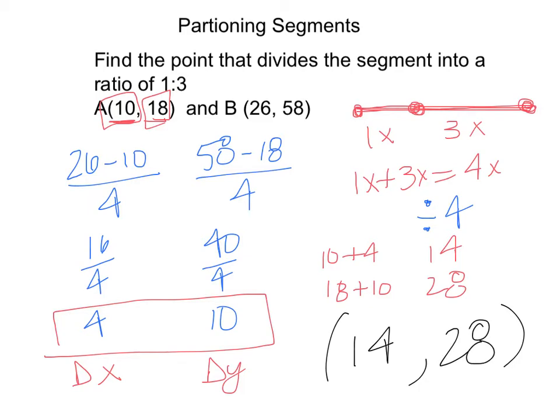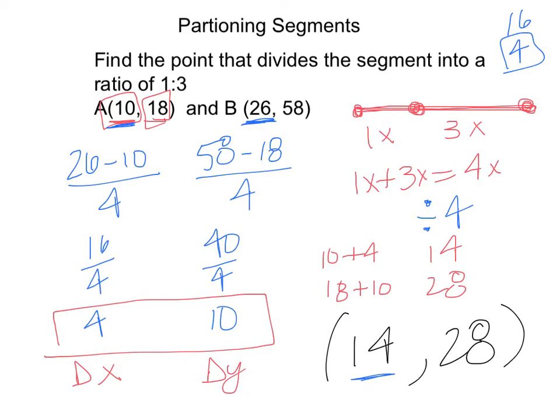So let's take a look at that for a second. To get from 10 to 26, there's a difference of 16 units. If I wanted to split that up into a ratio of 1 to 3, the difference between those was 16 units. I would divide it by 4 and get 4. That means I'm going to go up 4. And the next distance between 14 and 26 would in fact be 12. So that would be in a ratio of 1 to 3.